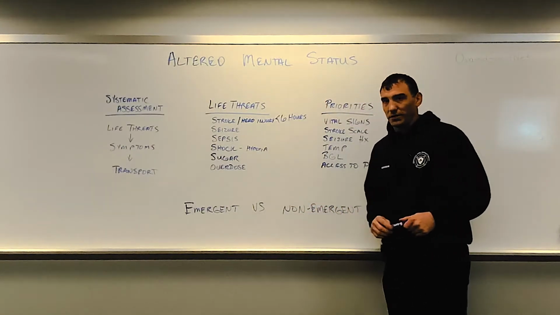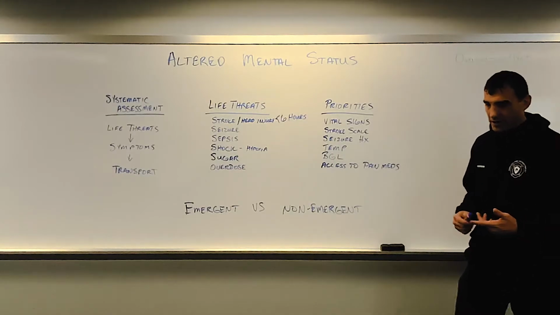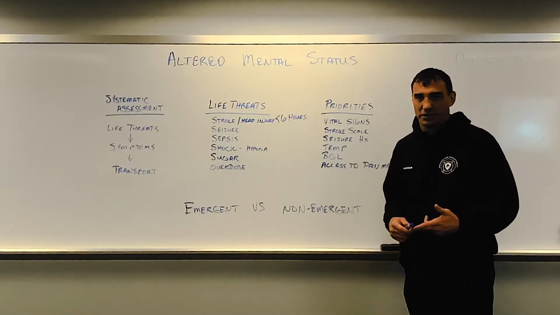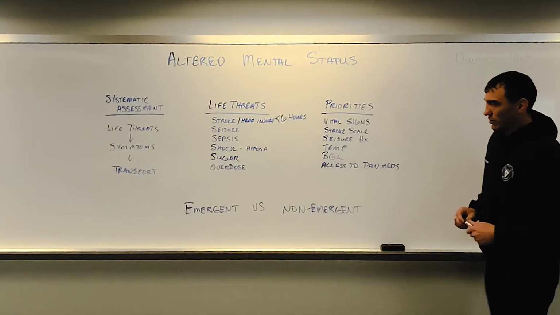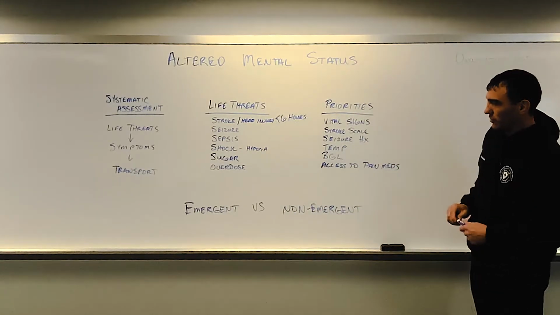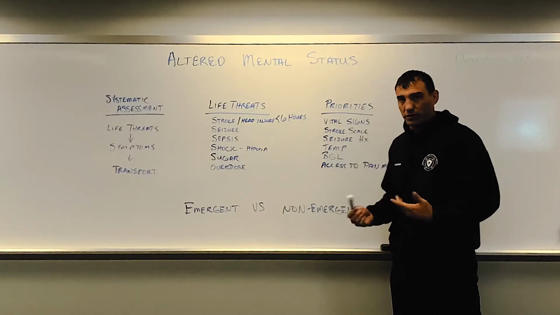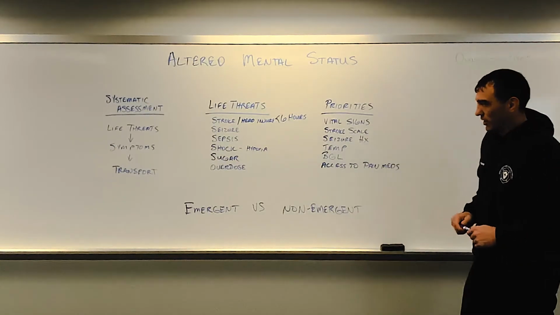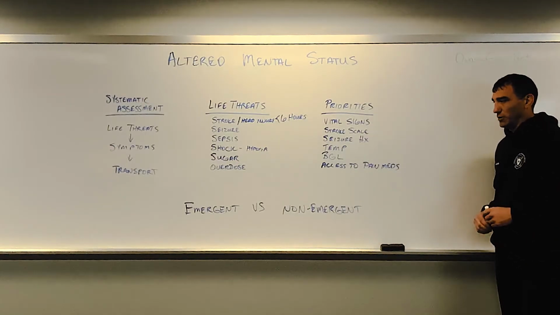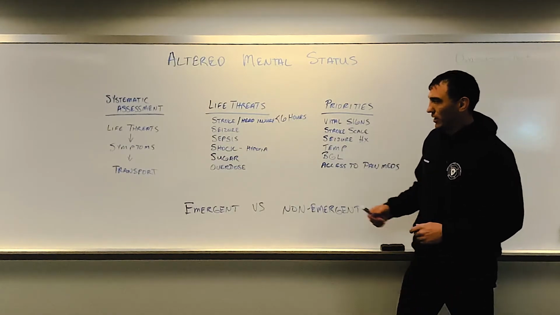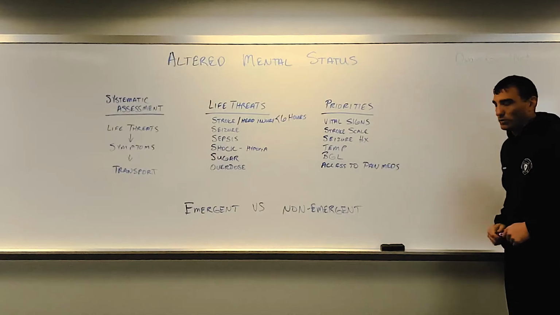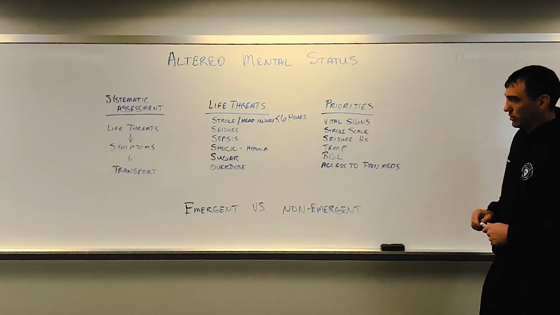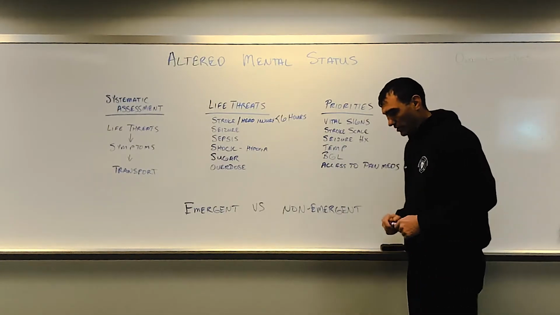Blood sugar, same thing. If I couldn't establish an IV and I couldn't figure out how to give glucagon, I tried everything, that's emergent. Overdose, I gave Narcan. I know this is a known overdose. I gave Narcan, it worked briefly, went away, and I ran out of Narcan. I can't treat it. It needs to be emergent. But most of these that you're going to find, you're going to be able to treat, and it's going to be non-emergent.